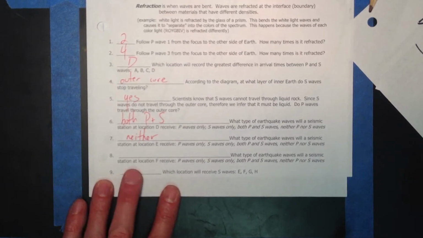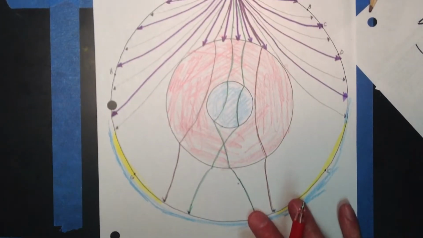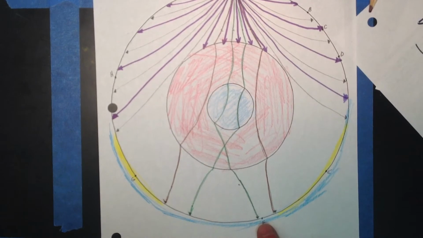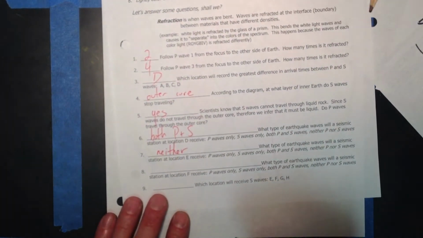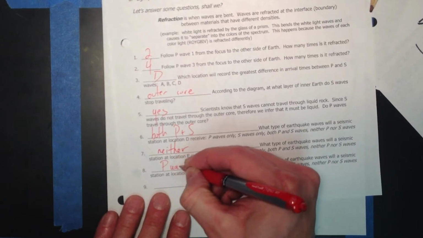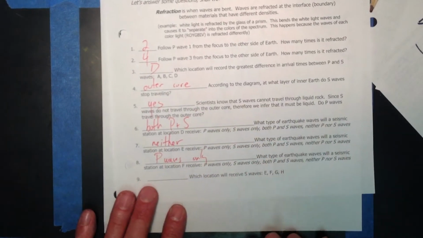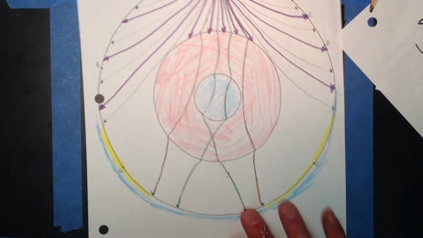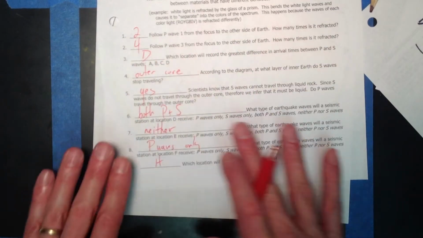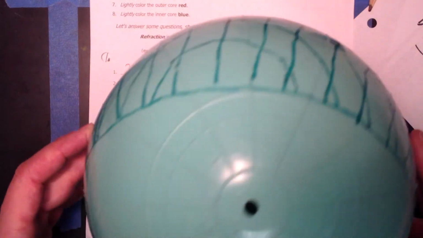What type of earthquake waves will a seismic station at F receive? F is here, and the answer to that should be just P waves. No S waves, just P waves. There's a large number of P waves that come here. We only see a few, just the way we had to draw it. P waves only. And then which location will receive S waves? Of those, the only one would be H in this case. H. So, some of this is just helping you understand it, but hopefully, I really like these things here that we did. Again, the S wave shadow zone here.